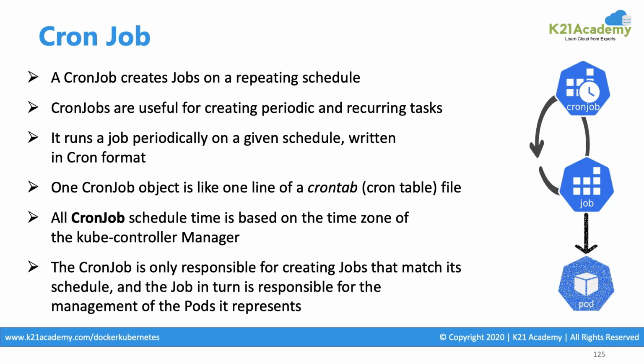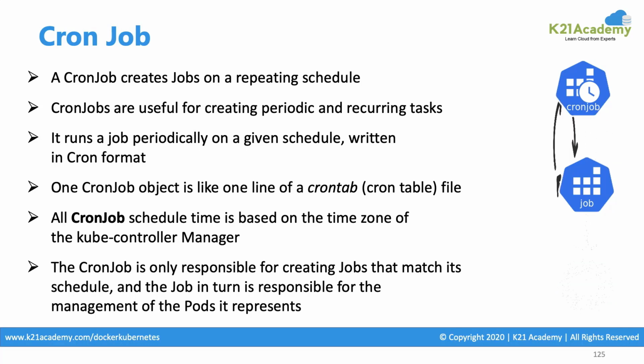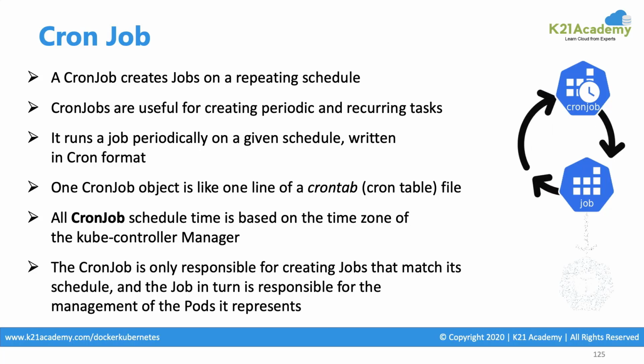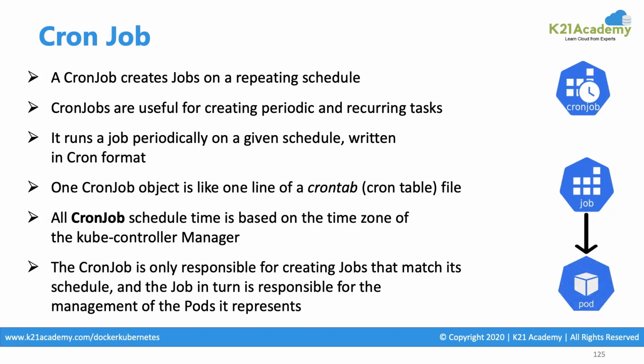Suppose I'm saying that every day at 6 p.m. go ahead and clean some log files, then the pod would go ahead and clean the log files. So a cron job is just like a controller which keeps a tab on the creation of a job on a defined schedule, and the job monitors or keeps an eye on the pod, whether the task is done by the pod or not.